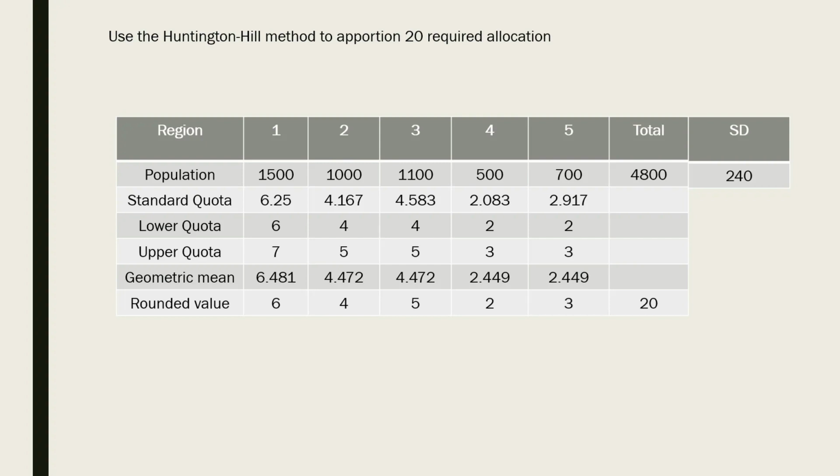Next, if the standard quota is greater than the geometric mean, then we round up. If the standard quota is less than the geometric mean, we round down. So this is what we get. The total of the rounded values is 20. In this case, we are done because we get the same value as the required allocation.